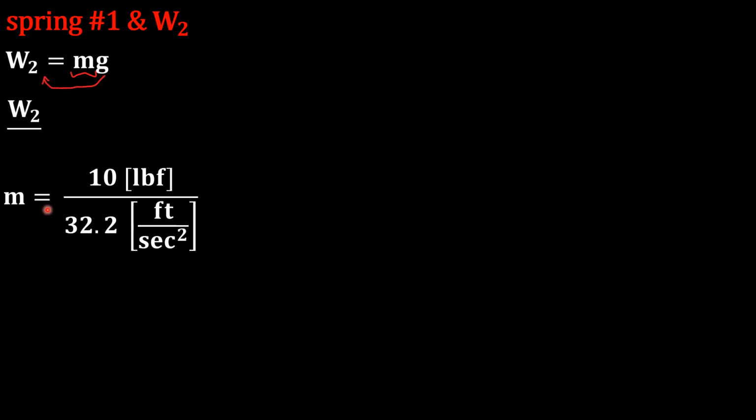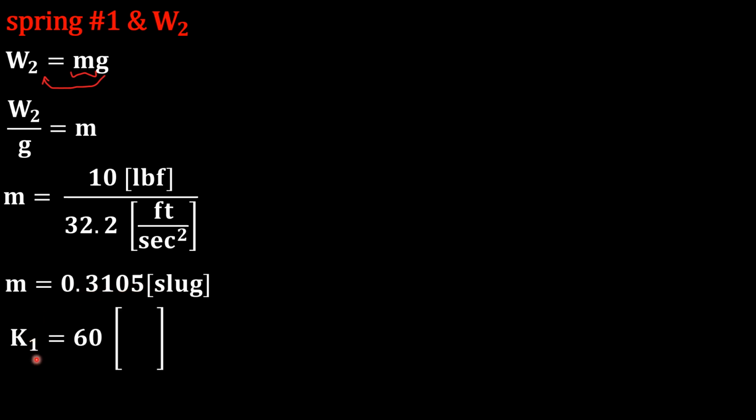So now we will talk about spring number 1 and weight 2. The mass times gravity, go to the other side, and now we got this mass, which is 0.3105 slugs. So K1, we know, because we're dealing with the same spring, is 60-pound force per foot.